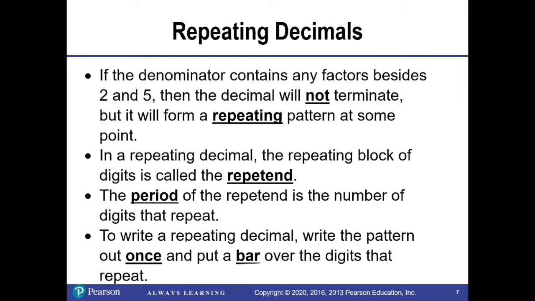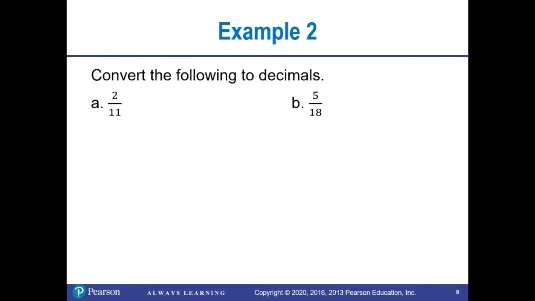To write a repeating decimal, we write the pattern out once, and we put a bar over the digits that repeat. So let's look at this. In example 2, we are asked to convert the following to decimals. In part A, I have 2 over 11, so that's 2 divided by 11, or 11 into 2.